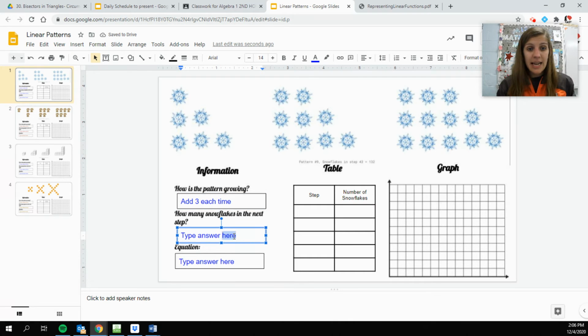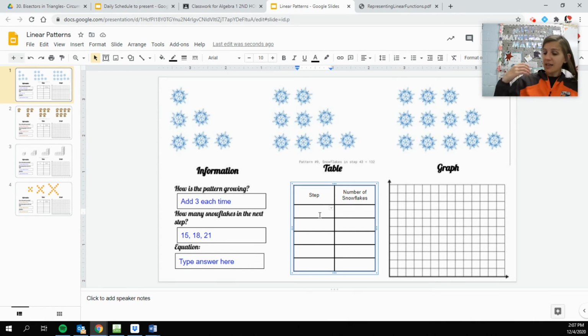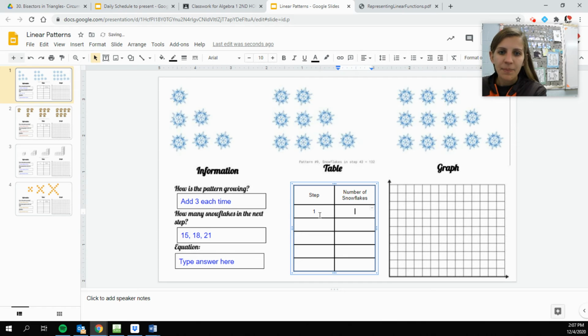How many snowflakes will then be in the next step? Well, that last step had 12. So if I add 3 again, there would be 15. And if you want to keep going, like 18, 21, something like that. So that means my equation, well, maybe I'm going to come back to my equation. Let's edit our table. So if I type in the number of steps, on the first step, I had 6 snowflakes. On the second step, I had 9. On the third step, I had 12. And then on the fourth step, I guessed that there would be 15. And so then on the fifth step, there would be 18.